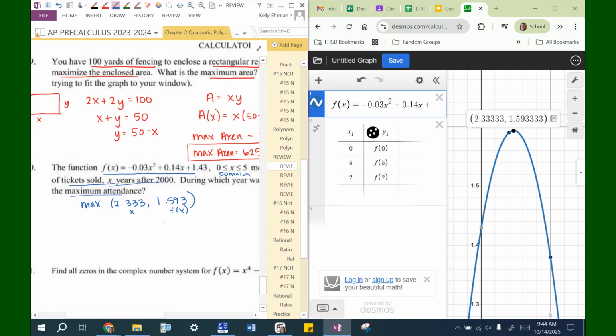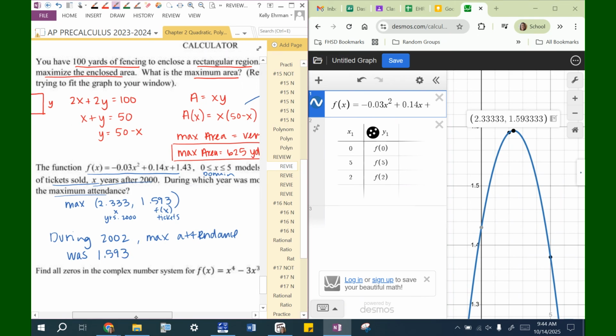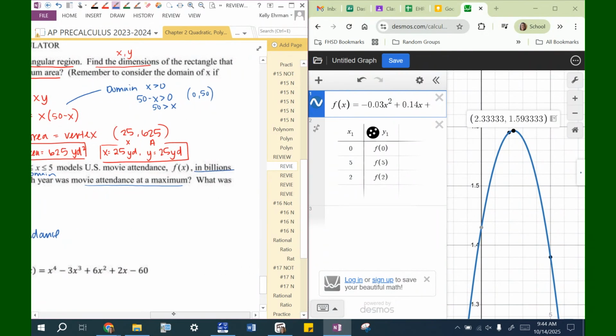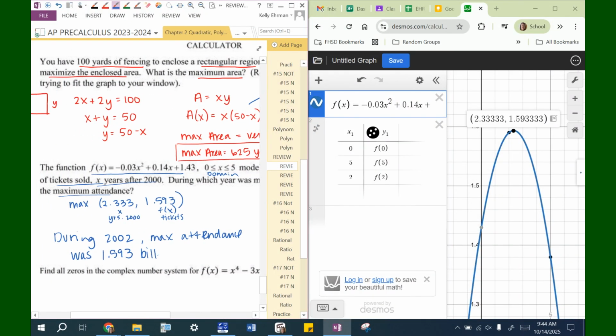X represents tickets sold. Oh, I'm sorry. F of x represents tickets sold, and x represents years after 2000. So during 2002, because it's 2002 point something, like in the first third of that year, the maximum attendance was 1.593 billion tickets sold.